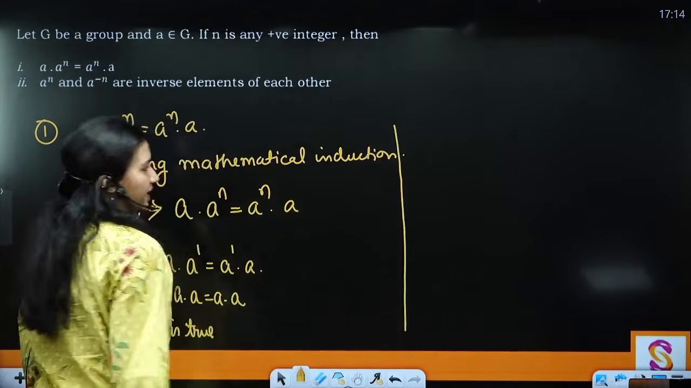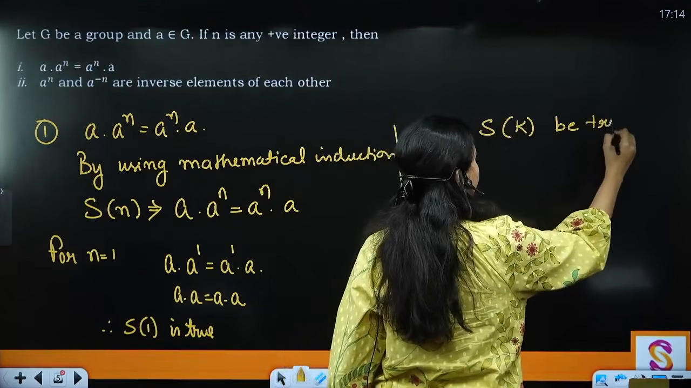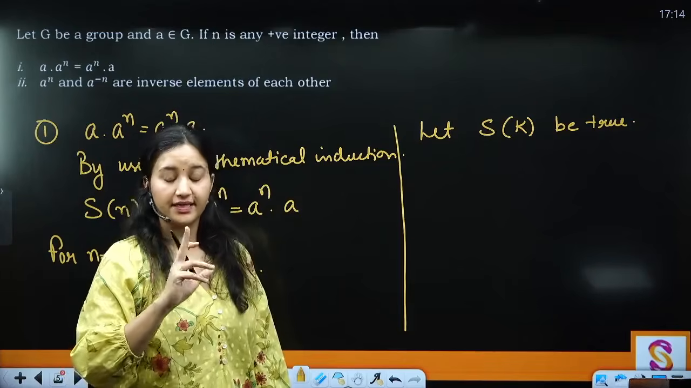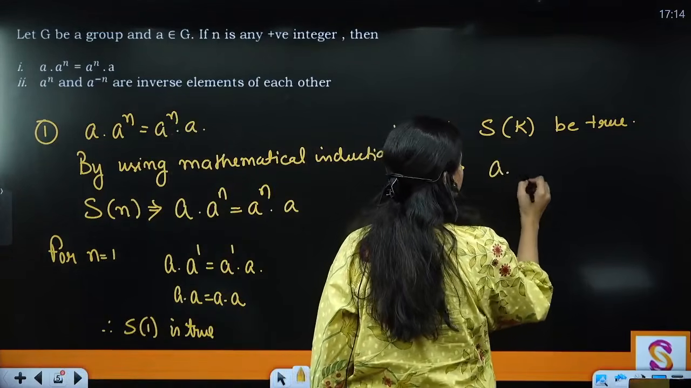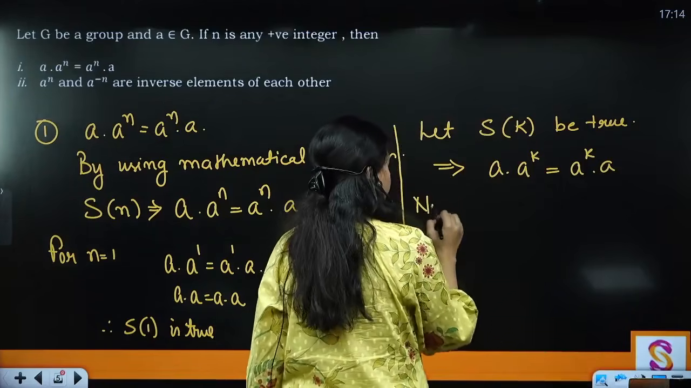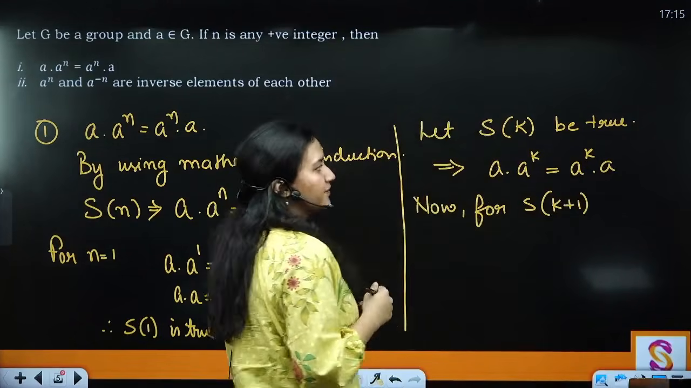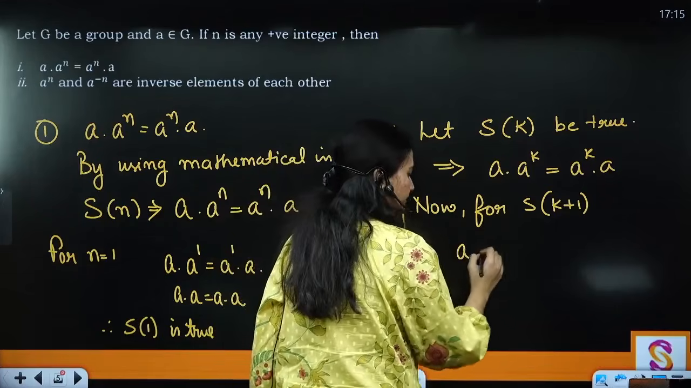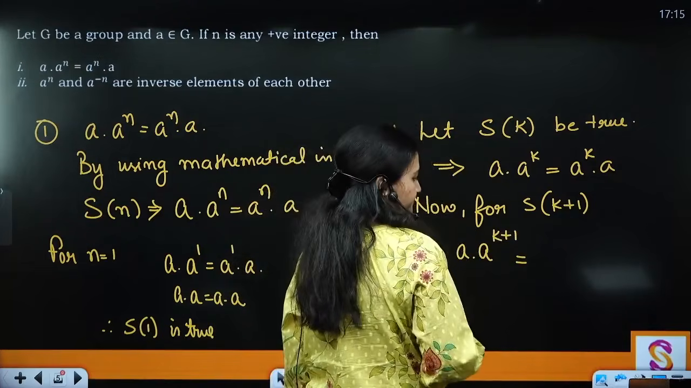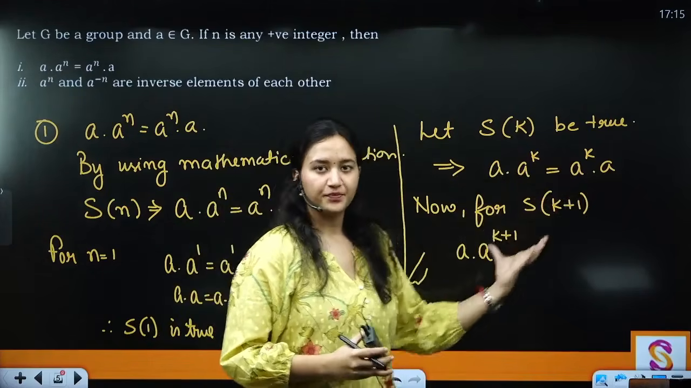Now what is the next step? The next step is that let Sk be true. Any arbitrary value of the integer n I'm taking, that it has to be true for n equals k. So this implies that A dot A to the power k equals A to the power k dot A. Now for Sk plus 1, what is Sk plus 1 going to be? It is going to be A dot A to the power k plus 1. Now I am just taking the left hand side. Obviously I have to prove this, so from here I have to go till here for k plus 1. Clear?